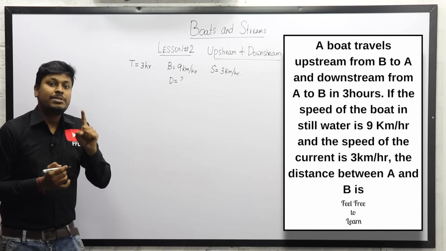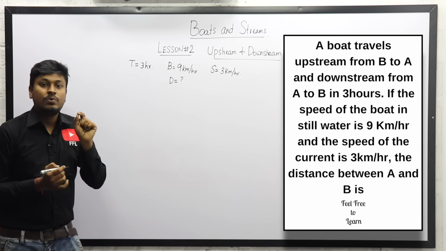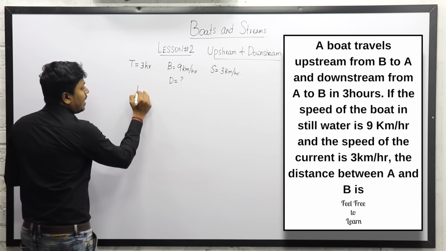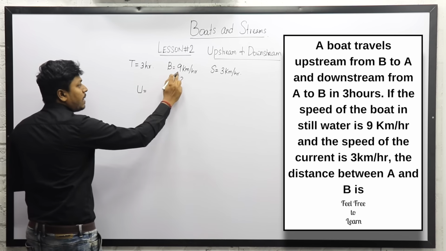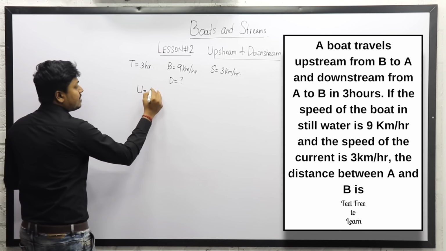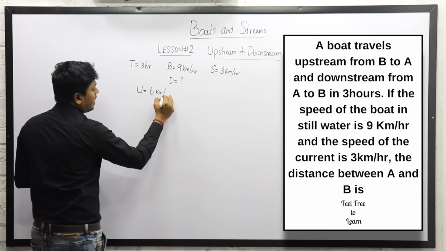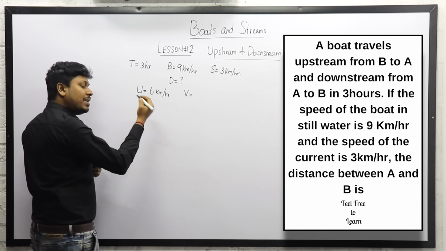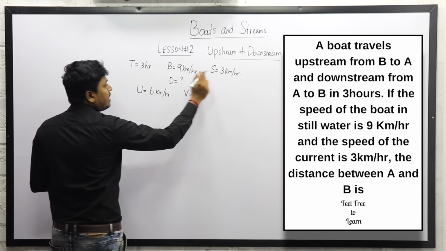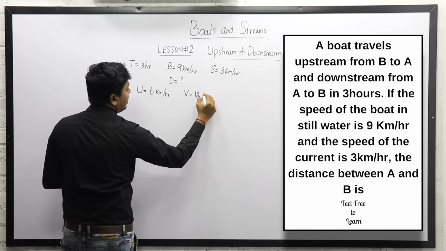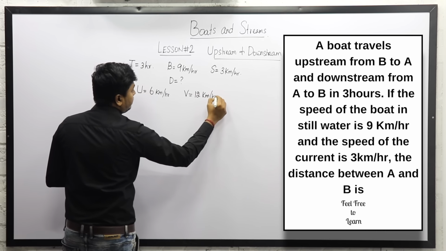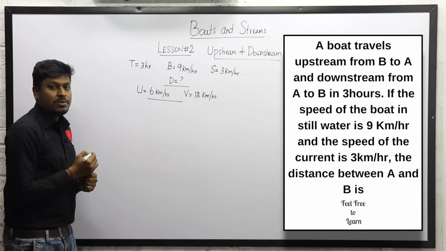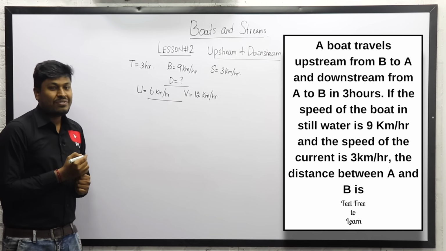For the speed of the boat in upstream, we have to subtract: boat speed minus stream speed, right? Got it? So upstream is equal to boat speed minus stream speed, which is 6 km per hour if you subtract both these values. Then for downstream, usually we will add both the values. So 9 plus 3 will be 12 km per hour. So finally we found the upstream as well as downstream speed of the boat. Now our target is to find the distance.